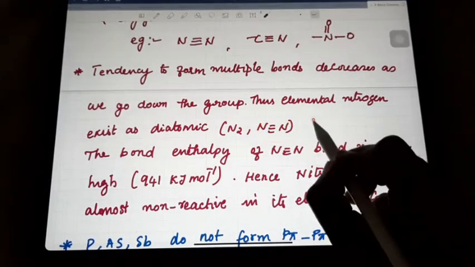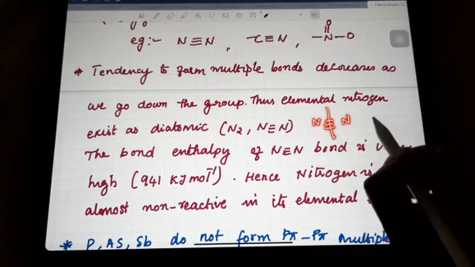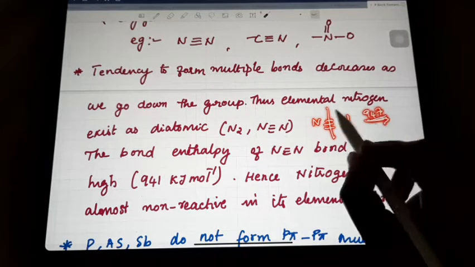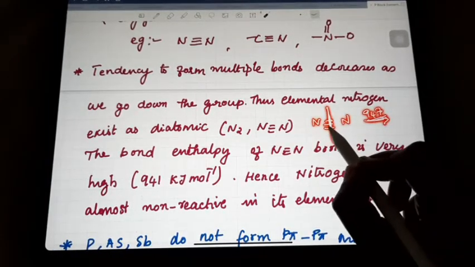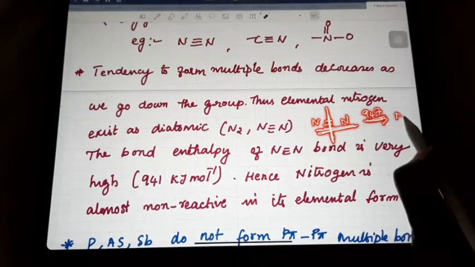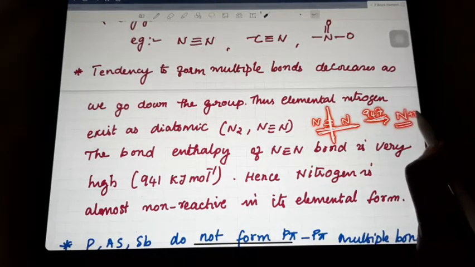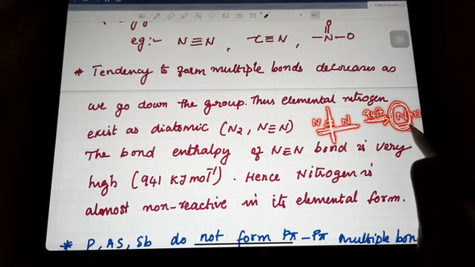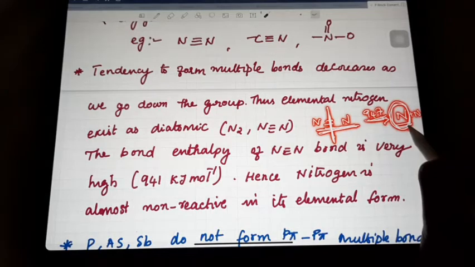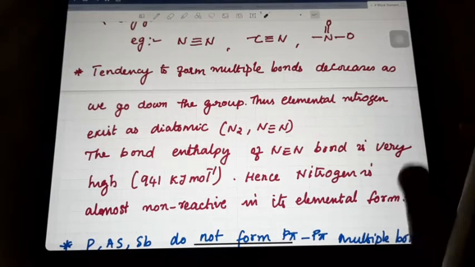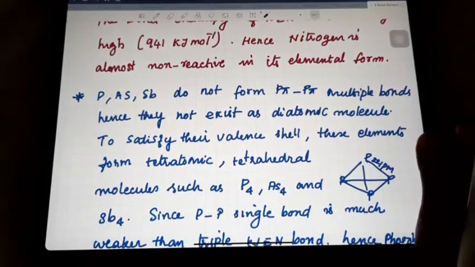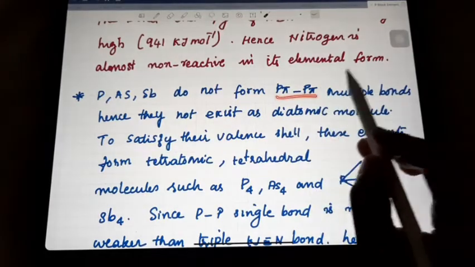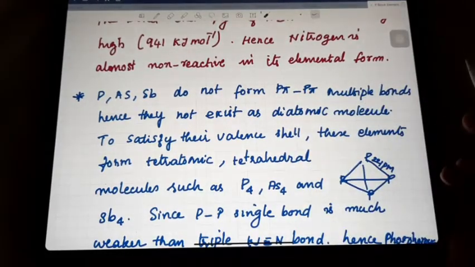Why? Because for breaking the N triple bond N, a large amount of energy is needed, almost 947 kilojoule per mole. Only when that much energy is there is it possible to convert the diatomic molecule of nitrogen into the atomic form. So it is not so easy. That's why we say that the elemental form of nitrogen is almost non-reactive. Okay, next, phosphorus, arsenic and antimony do not form p-pi bonds, and that's why they do not exist as diatomic molecules.